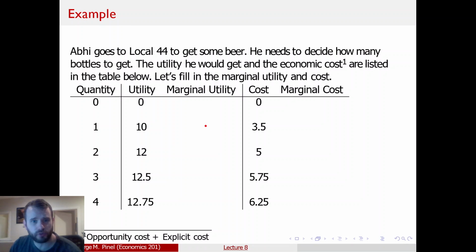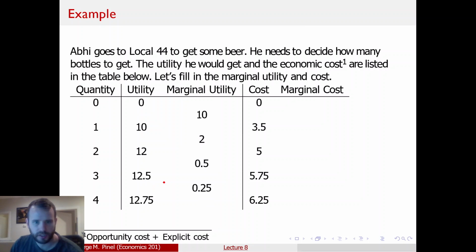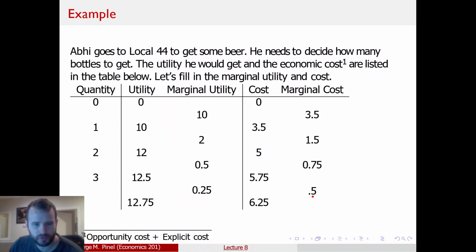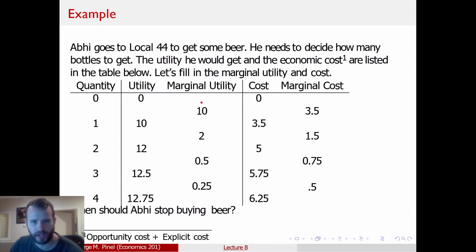Then we did this exercise where we had a list of utilities and a list of costs. We found the marginal utility by subtracting this from this, and this from this, and this from this. So we had 10 and 2 and 0.5 and 0.25. And then 3.5, 1.5, 0.75, 0.5. And I asked, when should Abby stop buying beer? The idea was that you're going to keep buying beer as long as your marginal utility is greater than your marginal cost. So marginal utility is greater than marginal cost, continue to drink. Marginal utility is greater than marginal cost, continue to drink.